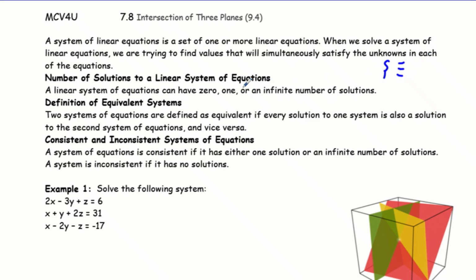For the number of solutions to a linear system, we could have only one, or none, which is zero, or an infinite number of solutions. Equivalent systems are two systems that have the same solution. We call them equivalent systems. A consistent system means it has one solution or an infinite number of solutions. Inconsistent means it has no solutions, or zero solutions.